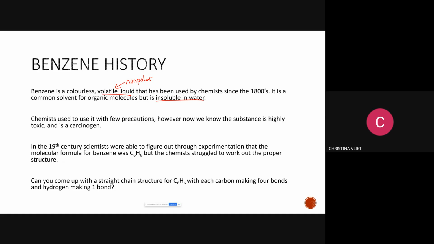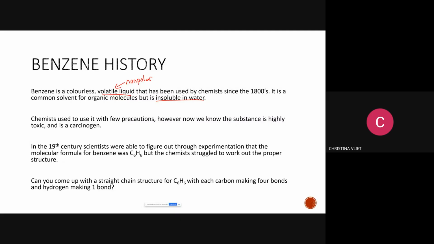Anyways, so chemists used to use it with few precautions, but we know it's highly toxic now. It's a carcinogen. You can go to the CDC website to see what exactly it does. They have a whole list for every chemical, what its known health issues are.